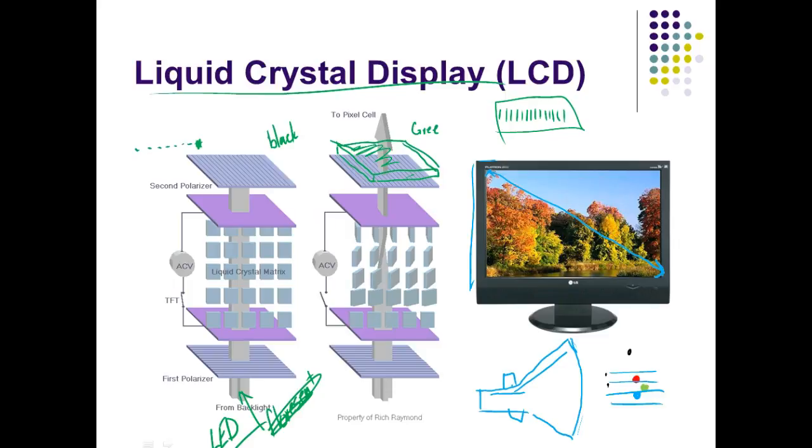So just about all your cell phones now are backlit by LEDs. Most of the monitors in the lab, you can look at the monitors next time you're in the computer room. You can see some that are a lot thicker. Some of them are really thin. Some of them are really thick. The really thin ones are backlit by LEDs. The real big ones are backlit by fluorescent tubes.